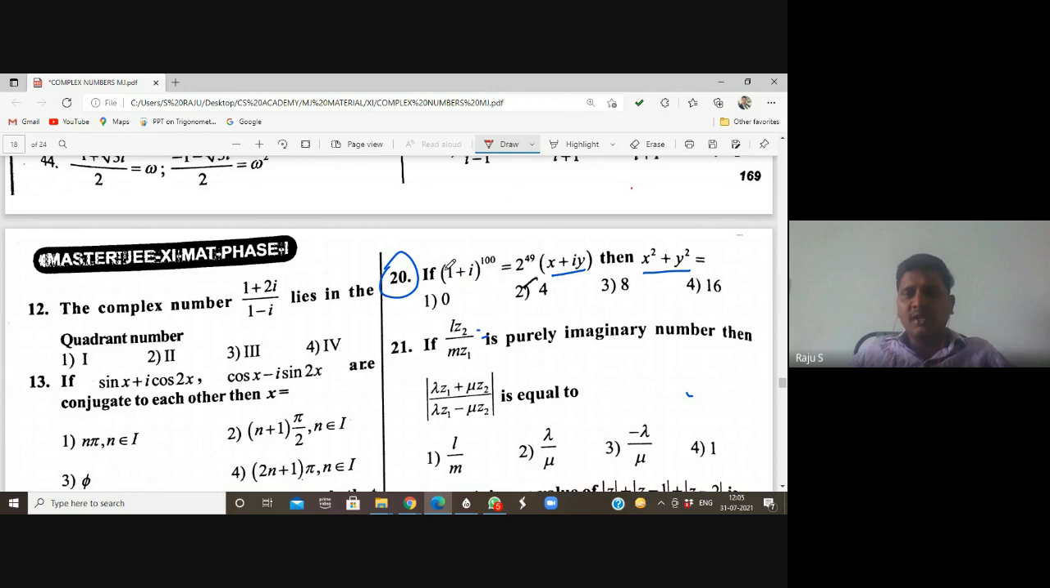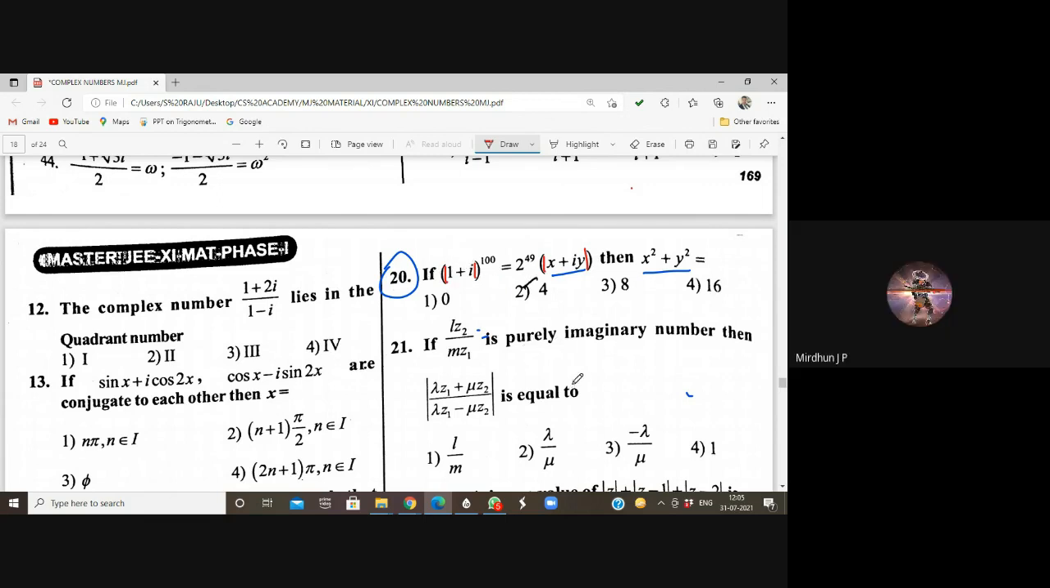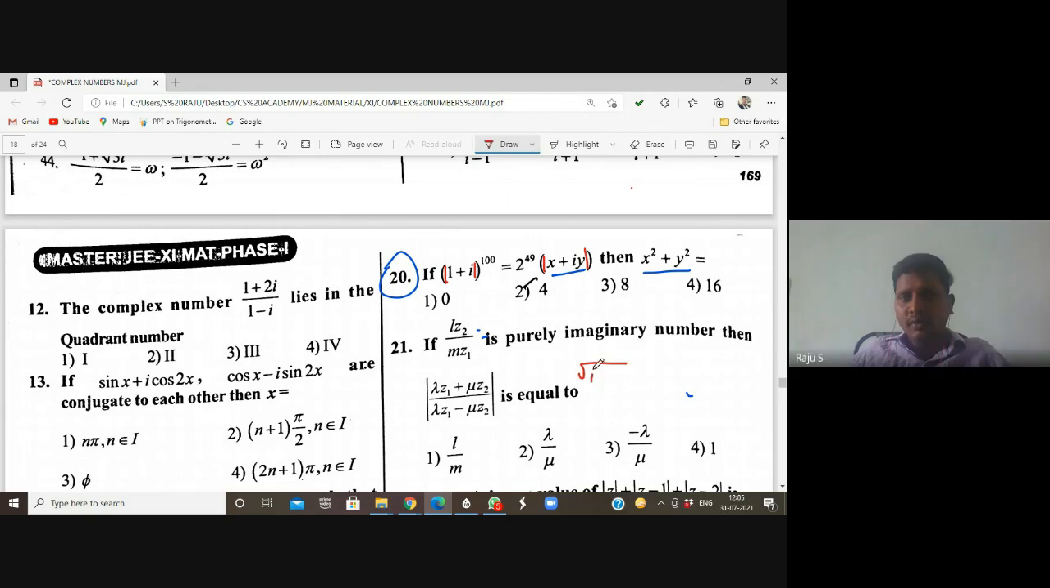If we take the modulus here, modulus here also. So what is the modulus of 1 plus iota? Root 2, the square root of 1 square plus 1 square, all to the power of 100. That is equal to 2 to the power of 49 into the square root of x square plus y square. Okay, all of you simplify.